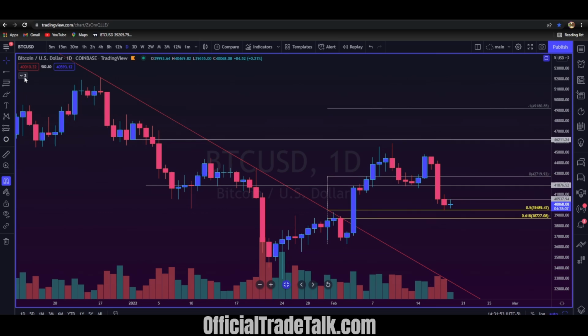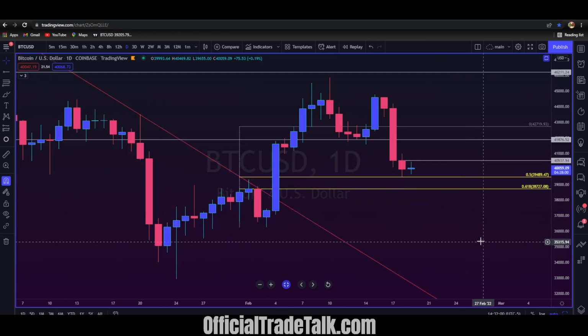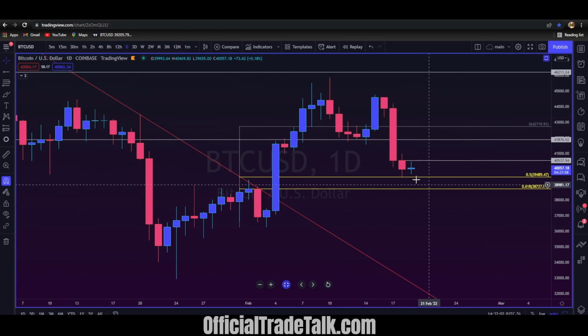So yeah, I mean, we're not seeing any heavy volumes on Bitcoin, so volume on Bitcoin is useless as far as I'm concerned right now. Right now, we're just going to wait and see if this 50% retracement level holds.